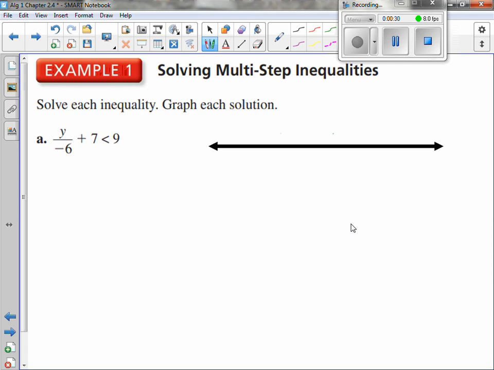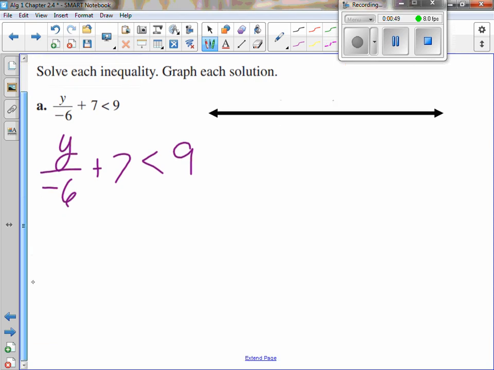So when I look at this inequality here, y over negative 6 plus 7 is less than 9. What is the first thing we need to do to get the variable by itself? We need to do addition or subtraction to move everything over. So what would we do for this here? We would do something with the 7 on both sides.